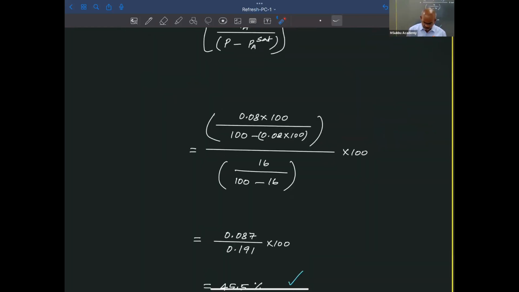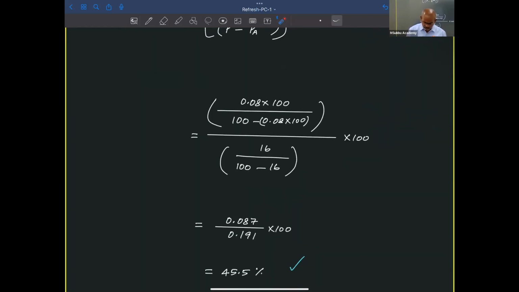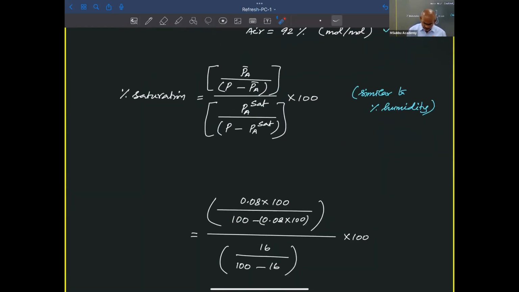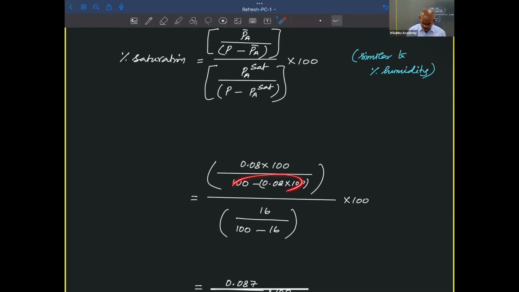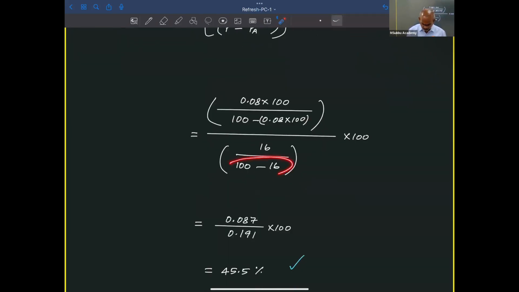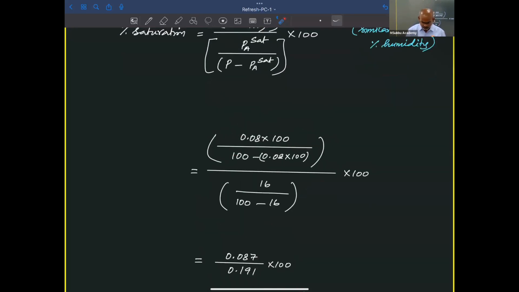So percentage saturation is what? Partial pressure of the component divided by partial pressure of the air, and this is at saturation of the condensable component.